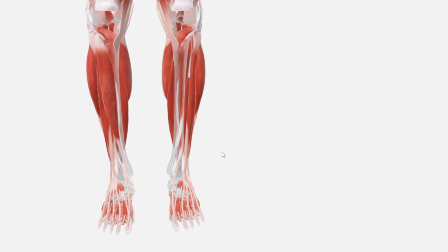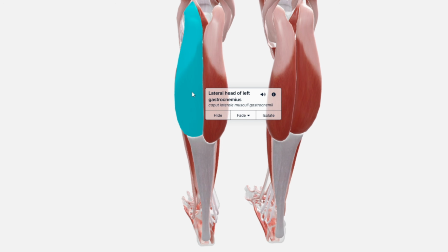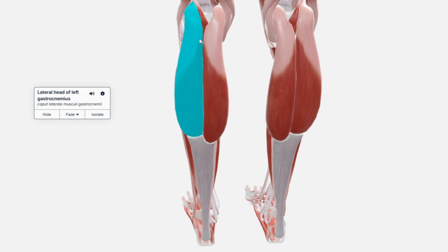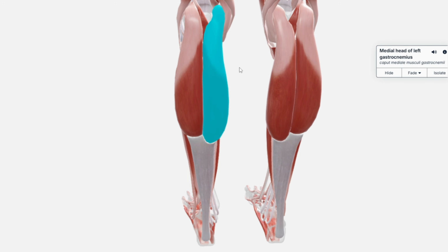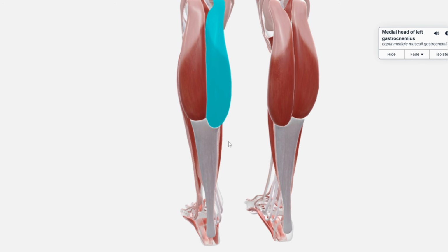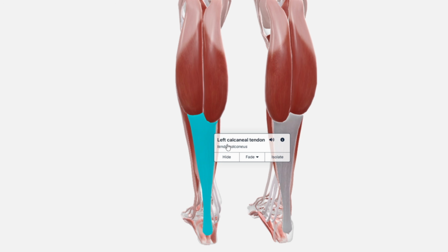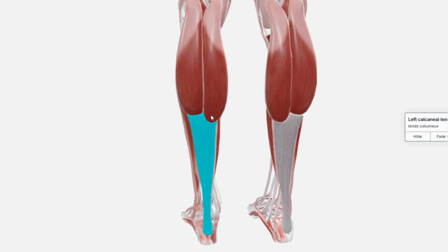Let's have a look. So, we have to rotate this leg in order to see the posterior compartment muscles. This blue shaded part is the lateral head of the gastrocnemius. And this is the medial head. As you can see, each head originates from its respective condyle, lateral and the medial femoral condyle. And they converge here to form a single muscle belly, which further contributes to this calcaneal tendon.